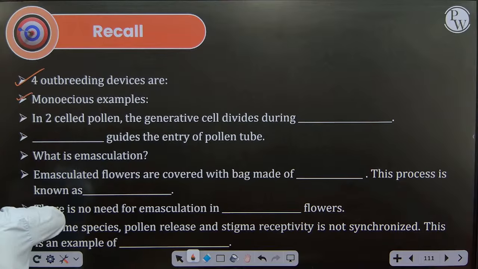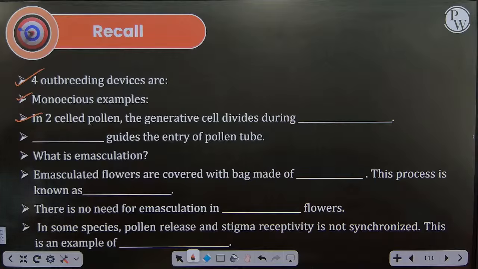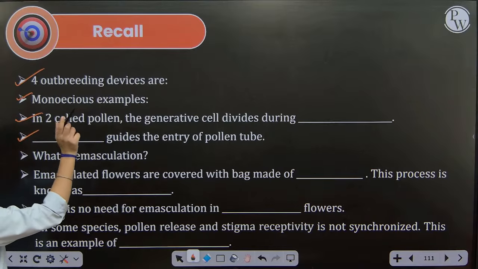Next, monoecious examples. Examples of monoecious plants are castor and maize. In two-cell pollen, the generative cell divides during growth of the pollen tube in the stigma. What guides the entry of the pollen tube? The filiform apparatus. They guide the entry of the pollen tube.